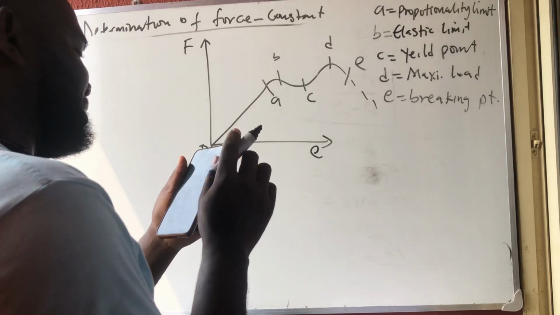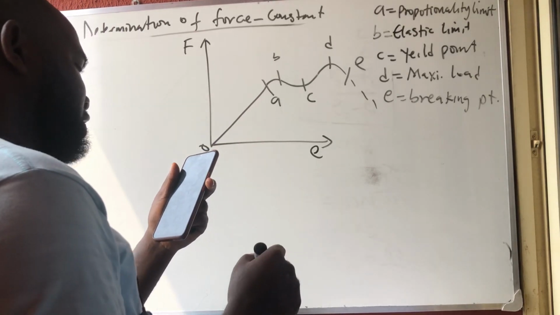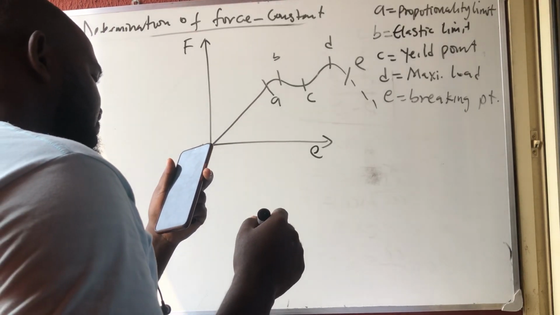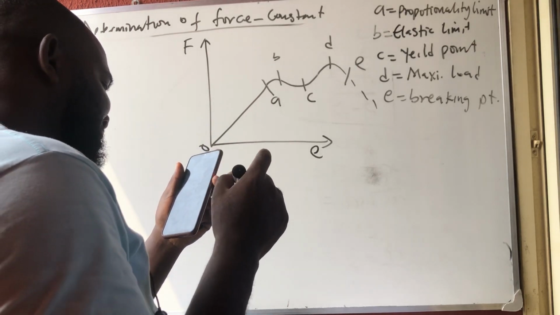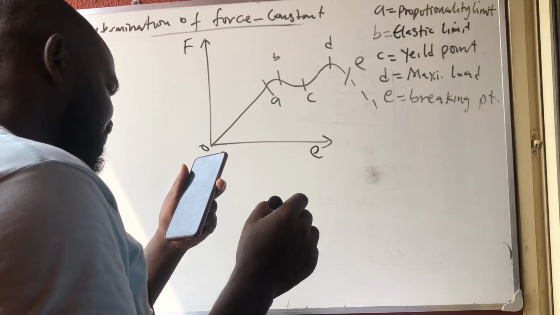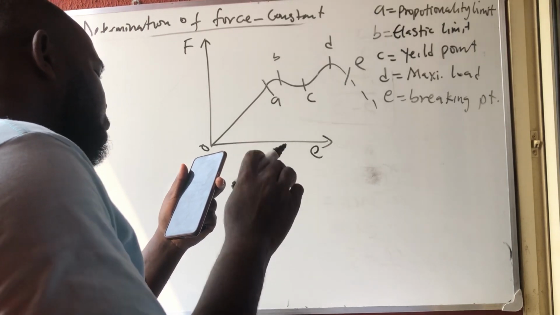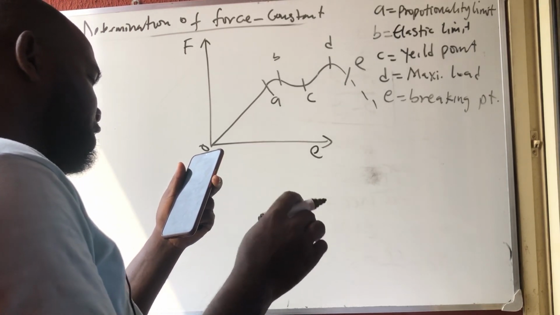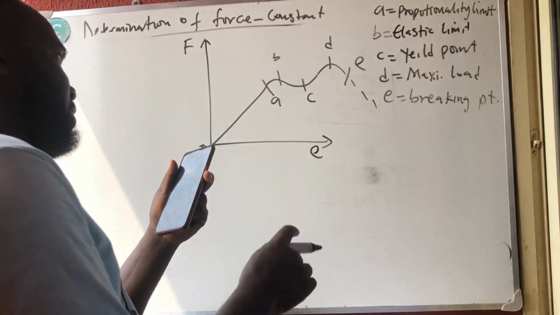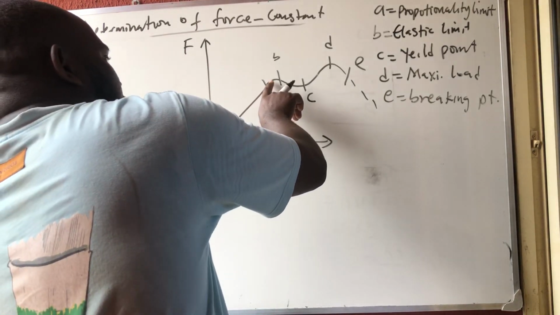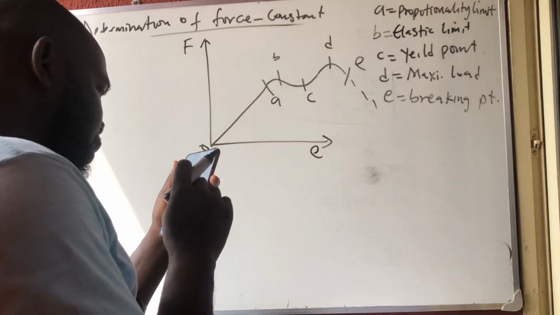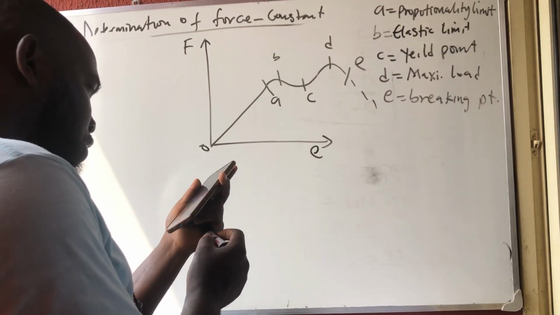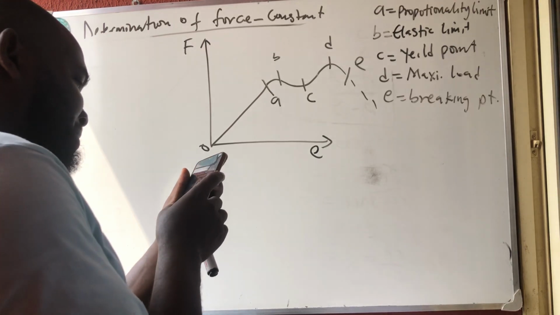Now the next one is elastic limit. Please be writing this note. It is the point that, when exceeded or passed, the elastic material will no longer return to its original shape and size. So once this thing has passed this point, this B now, it can no longer return. It remains the way it is.